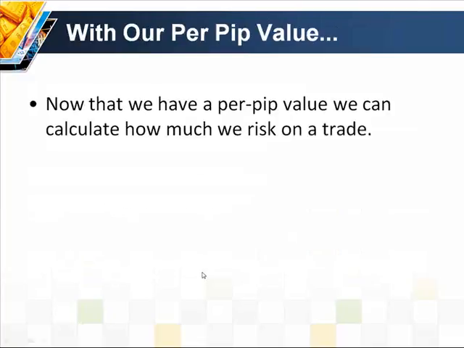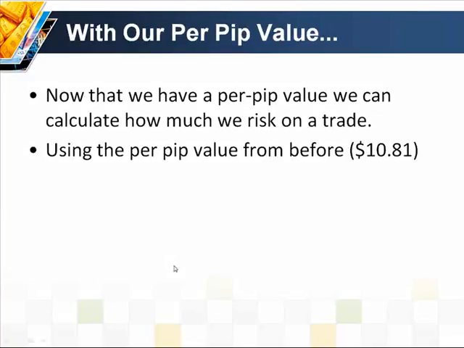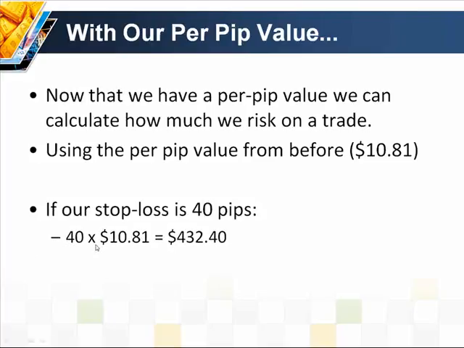With our per pip value, we can now calculate how much we can risk on a trade. So using the number we calculated before of 10.81, if our stop loss is set to 40 pips, then 40 times 10.81 means for every lot that we're trading, we will be risking $432.40.